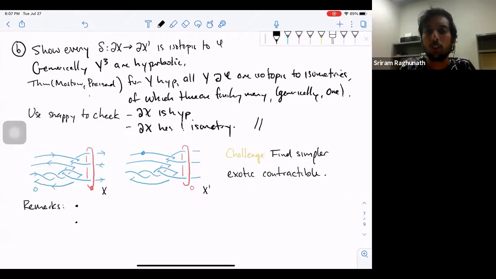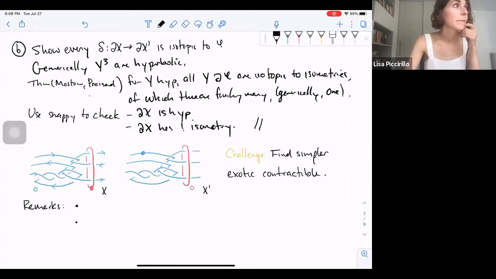Is there some way to know whether the boundary is going to be hyperbolic while you're constructing it, or is it just like you make something and then put it into SnapPy and then check whether or not it is hyperbolic? I'm afraid a bit more the latter.